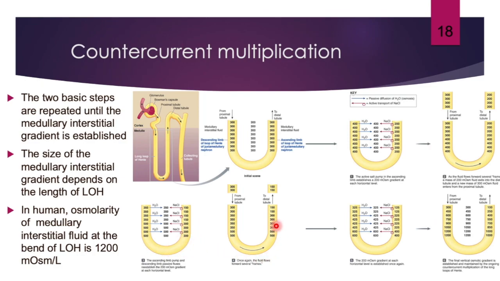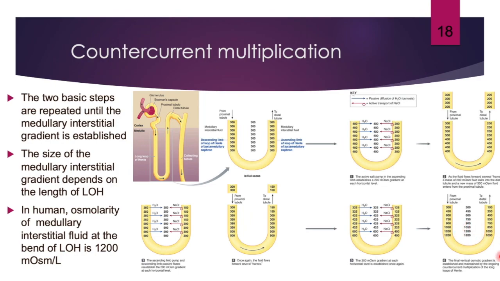Once again, the flow of tubular fluid will take place. The 200 milliosmotic gradient at each horizontal level is established once again. The final vertical osmotic gradient is established when it reaches about 1200 milliosmol at the bend of loop of Henle.